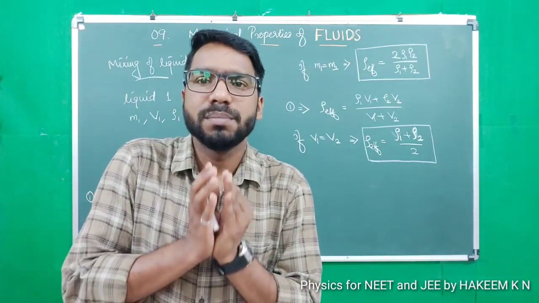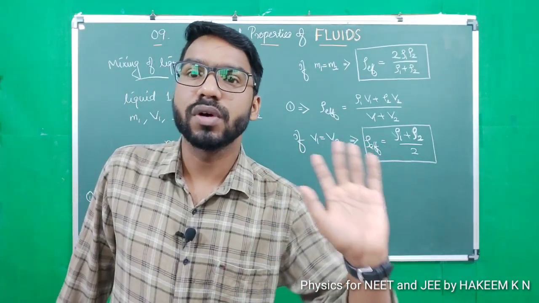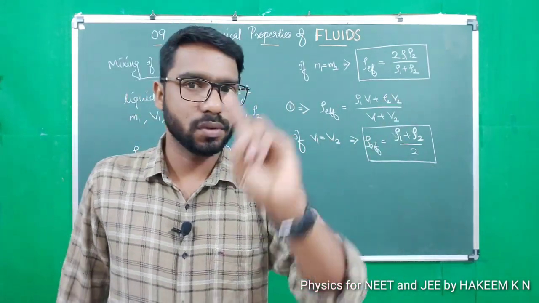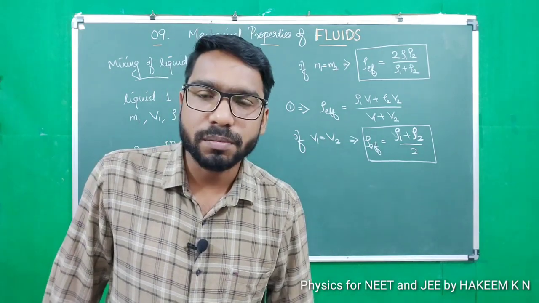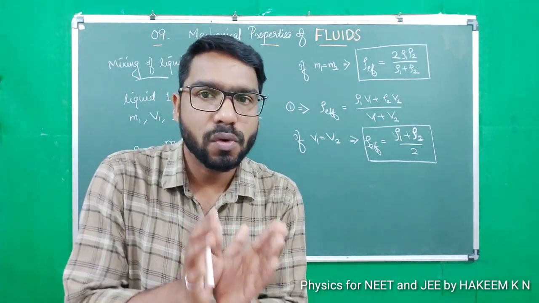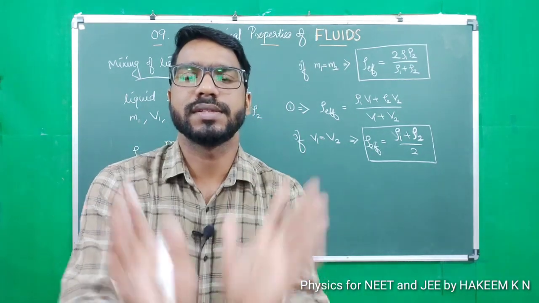If two miscible liquids of densities ρ1 and ρ2 are mixed, if their masses are equal, we can say the effective density is 2ρ1ρ2 by ρ1 plus ρ2, and if their volumes are equal, then we can say (ρ1 plus ρ2) by 2 is the effective density.